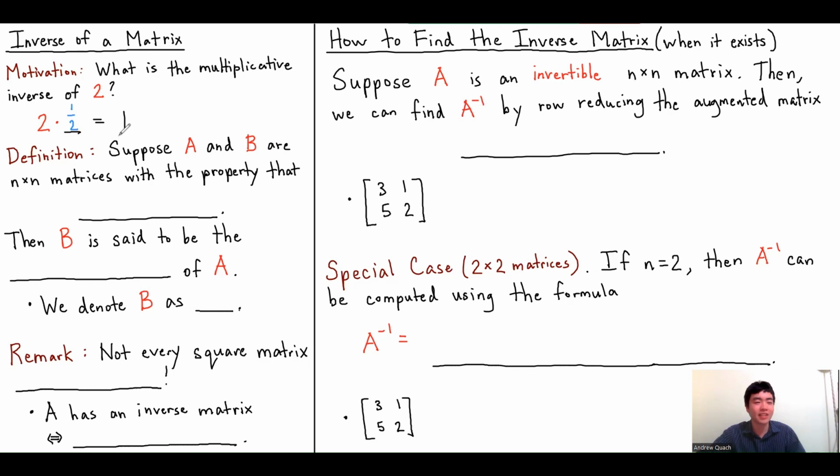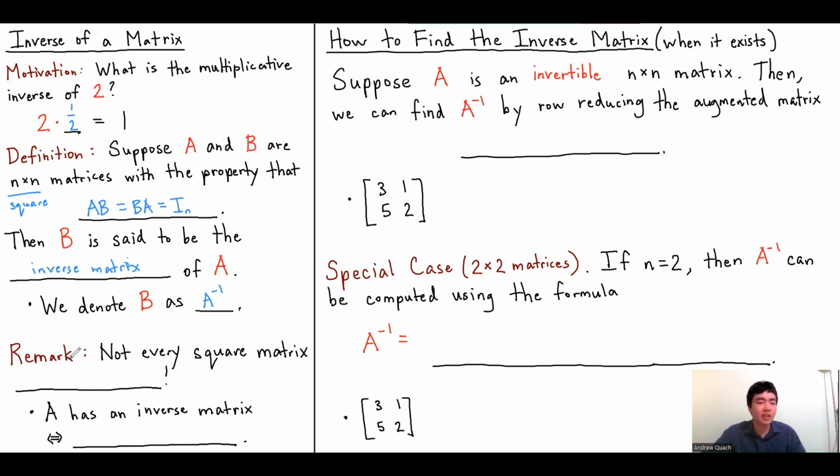Let's try to translate this idea into our study of matrices. Suppose A and B are n by n matrices, and they're necessarily square matrices, with the property that the matrix product AB is equal to BA, which is equal to the n by n identity matrix. If this is true, then B is said to be the inverse matrix of A, and we denote B as A^-1.